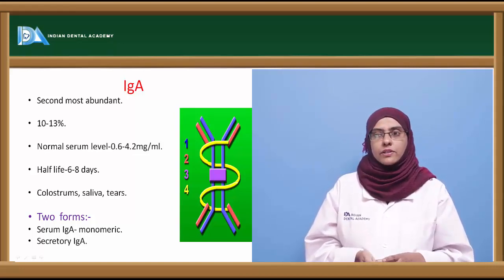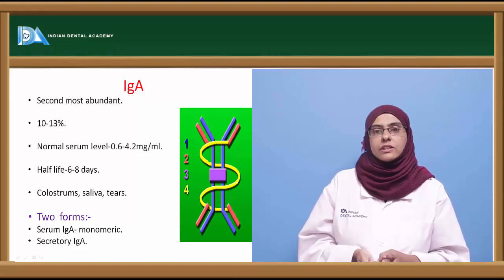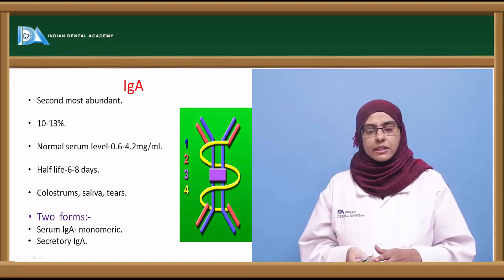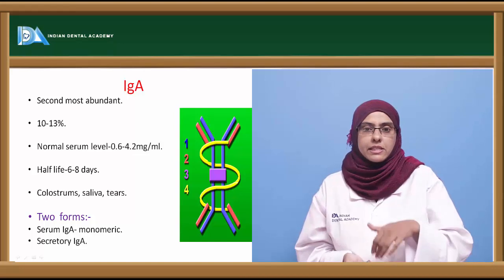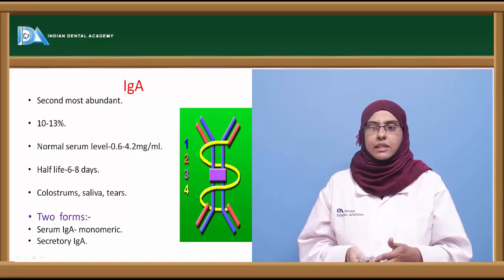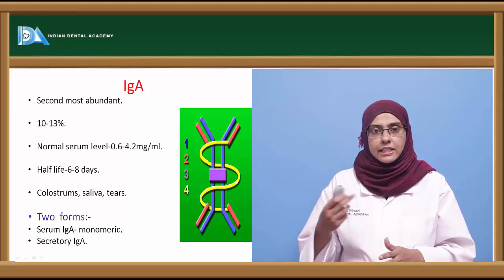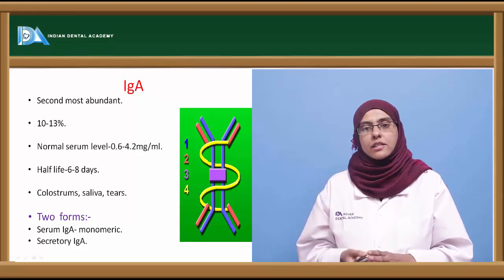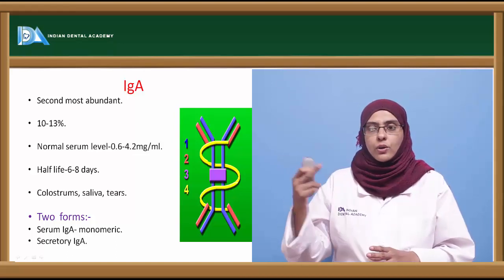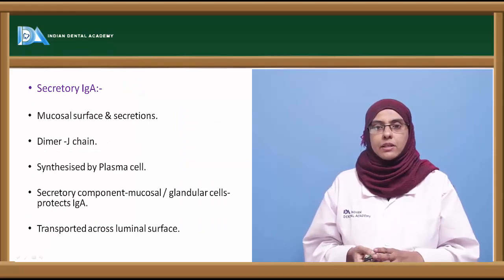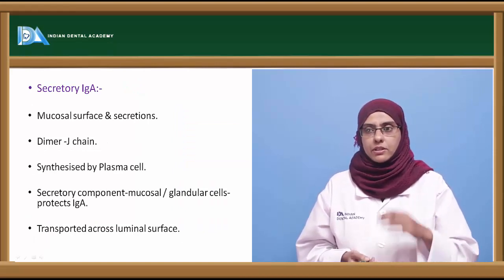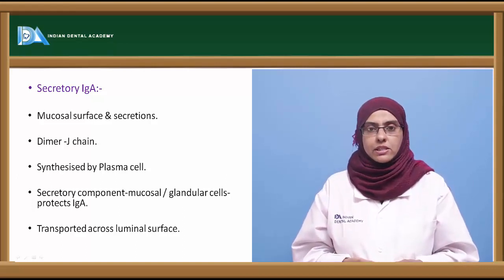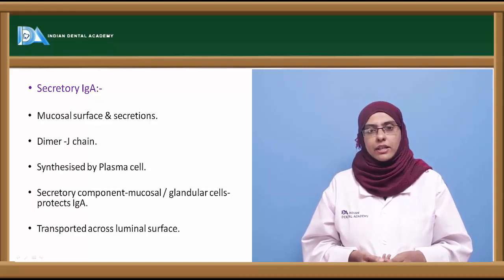And there are two forms of this IgA antibody that can be seen. One is called serum IgA, which is monomeric in nature, and the second is produced by the plasma cells near the mucosal or glandular epithelial cells, which is called secretory IgA. It is a dimeric form which is joined together by a chain called the J chain, the joining chain, which just joins the two antibodies together. So IgA is a dimer, and it can also be in a monomeric form. Secretory IgA is produced by the plasma cells present near the mucosal surfaces and secretions, and joined together by the J chain.